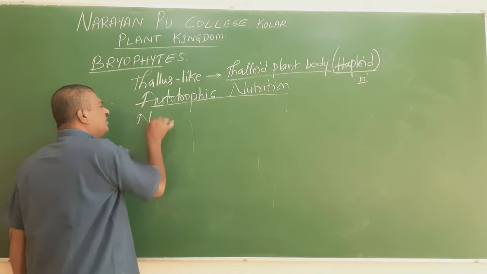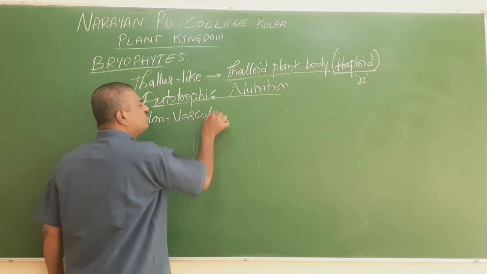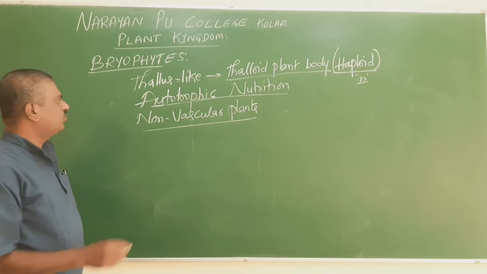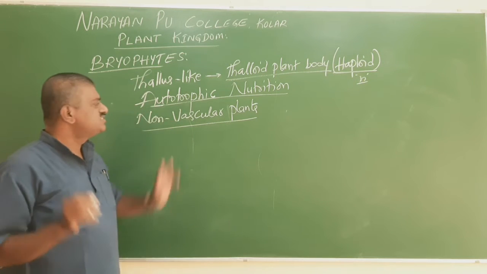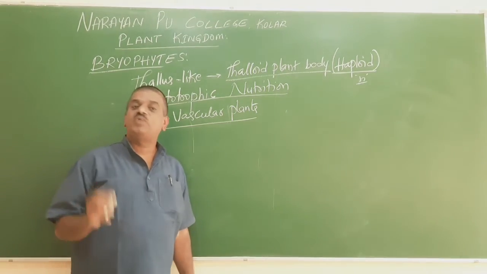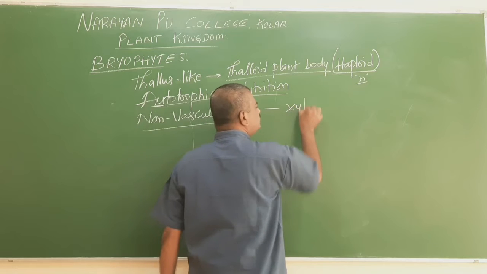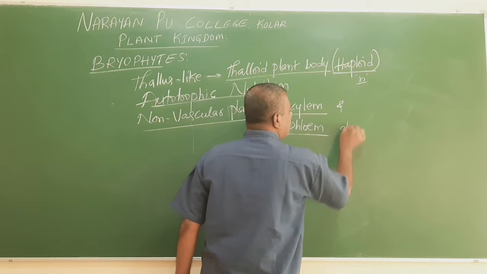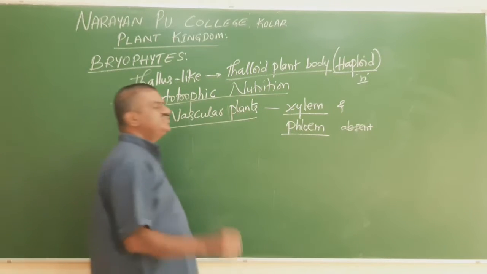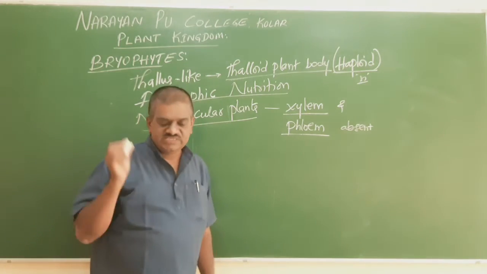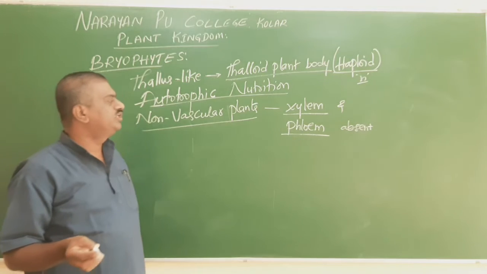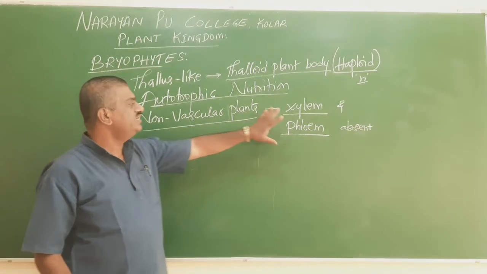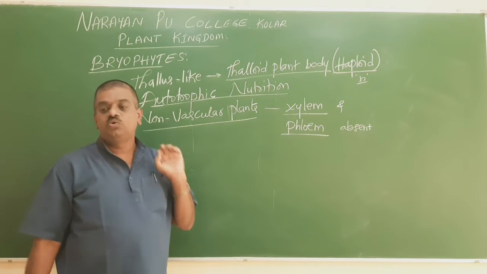They are autotrophic, they can prepare their own food, and they are called non-vascular plants. The meaning of non-vascular is that xylem and phloem are totally absent. We know that xylem is the water conducting system and the phloem is usually the food conducting system, but here both water conducting and food conducting tissues are absent, hence they are called non-vascular plants.